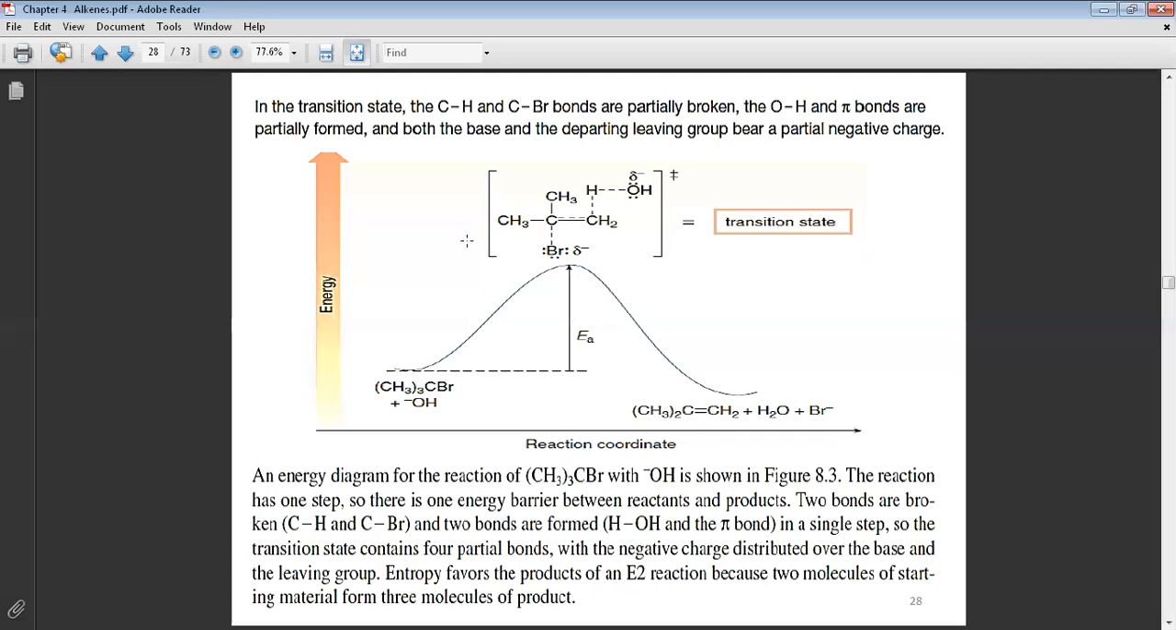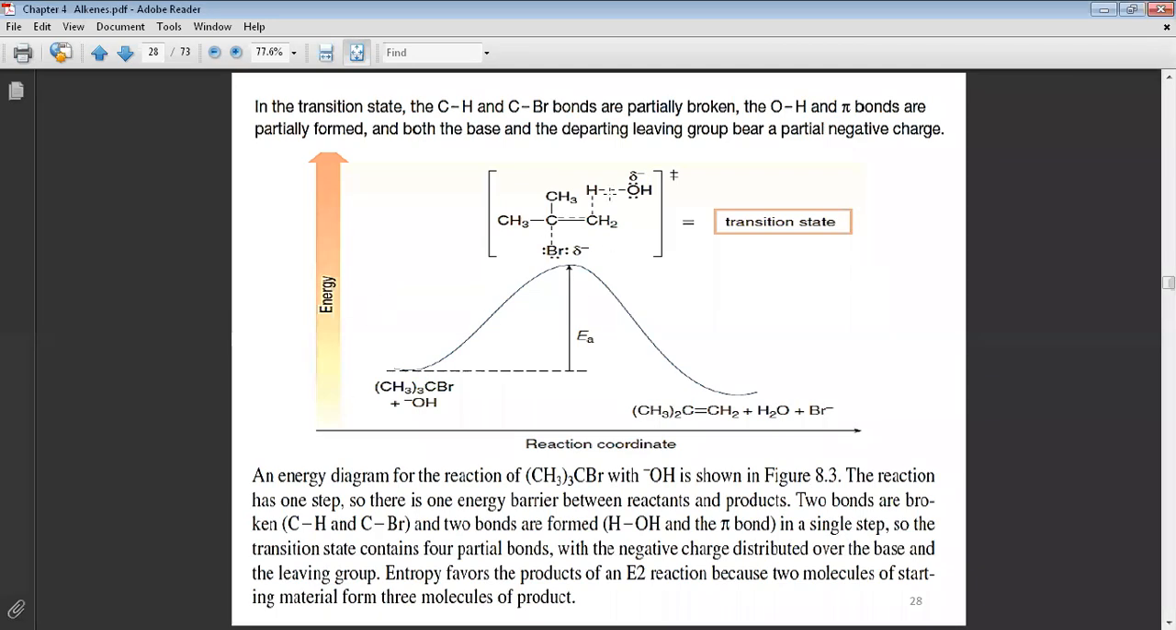And here it says, if you have this reaction, you need to go to the transition state. That means this reaction needs energy, and then it will give you the product. You need this energy to pass this top of the curve. That means you need this energy. An energy diagram for this reaction is shown in this figure here.